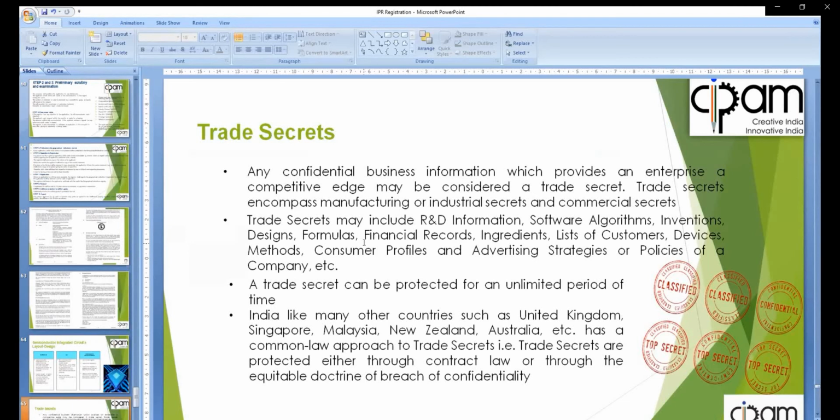For example, let's take the example of the KFC recipe. It is very different from other recipes, Domino's recipe, or Pizza Hut's. The unique combination of masalas, they don't disclose it. KFC is not disclosing its specific recipe for the chicken. It could also be a method of doing business, or the consumer profile, or some very crucial information. If it is disclosed, it is going to cause some economic losses to the producer.